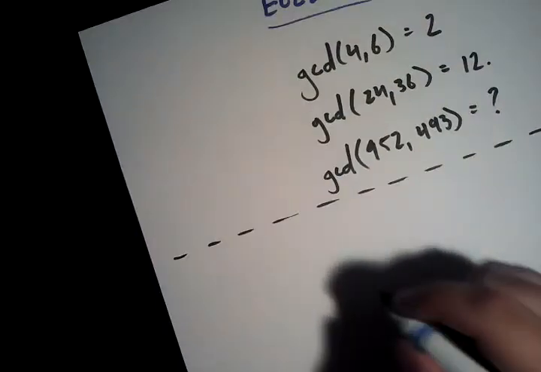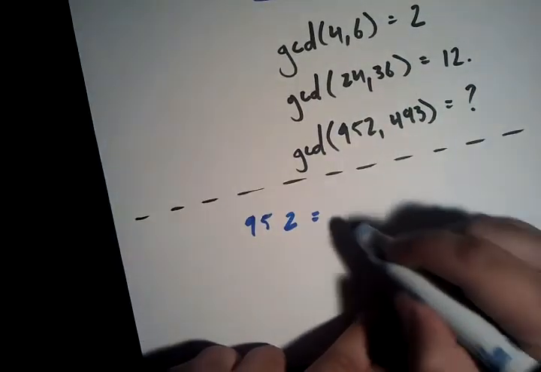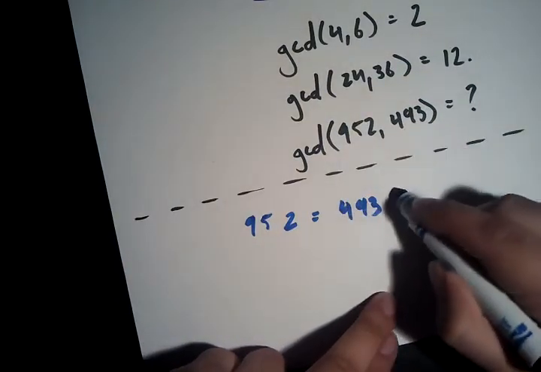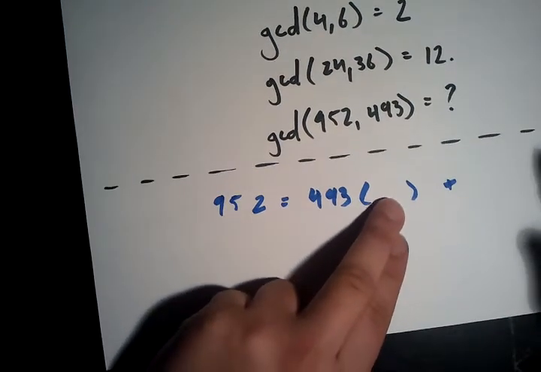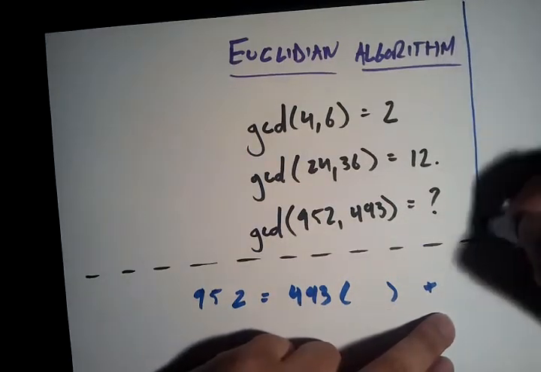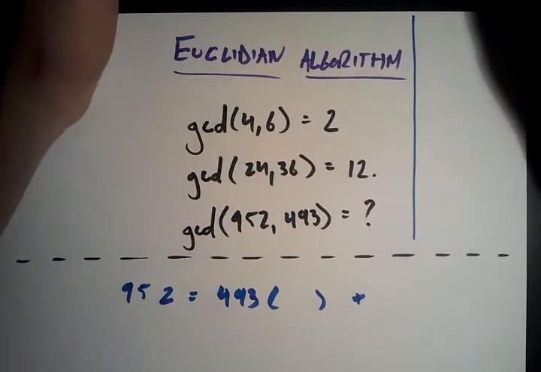And how you set it up is you write the bigger number first, 952, equals 493, that's the other number, times something plus a remainder. So what is that something? We're going to make a little math box up here so we can work out some calculations if we don't have a calculator handy. If you do have a calculator handy, that'll be good.